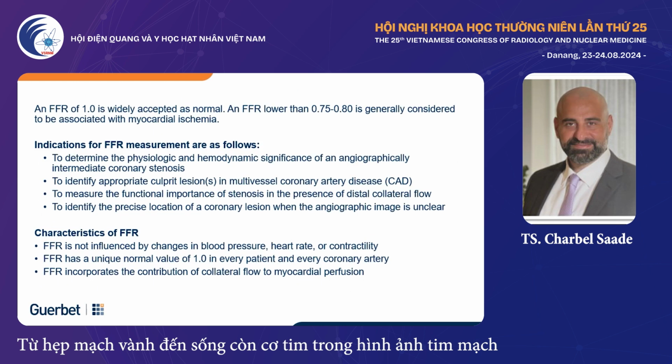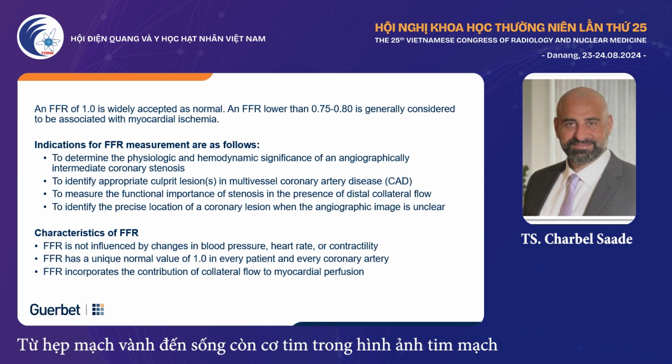And we know that an FFR of 1 is widely accepted. An FFR lower than 0.75 to 0.8 is generally considered to be associated with myocardial ischemia. Now, these indications are really important to identify culprit lesions. Sometimes you could have a stenosis, but the FFR is 0.9, so no intervention is required. It's the ones below 0.75 where you really need to start considering coronary artery intervention by using either a balloon or, of course, coronary stenting.